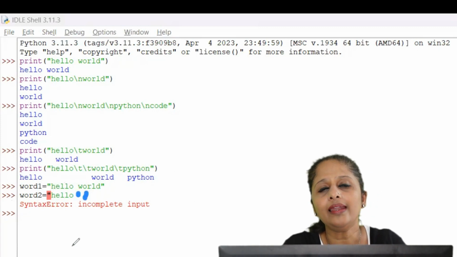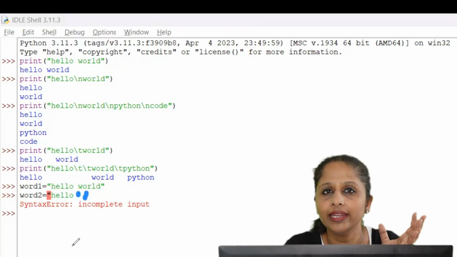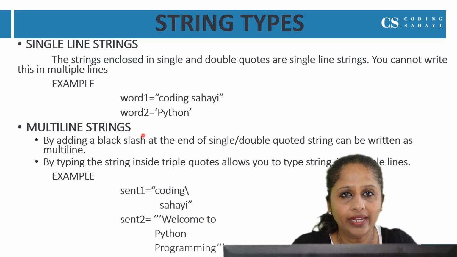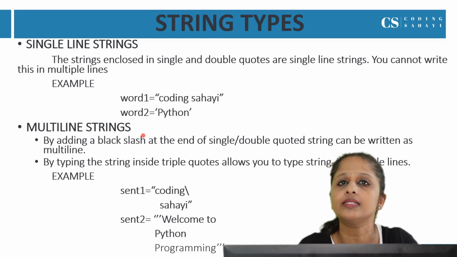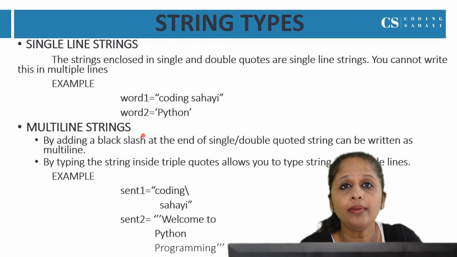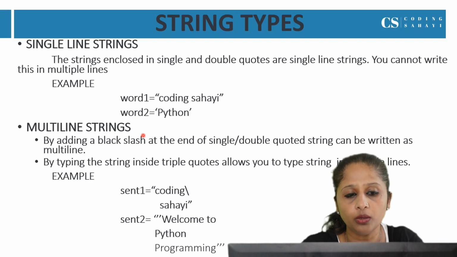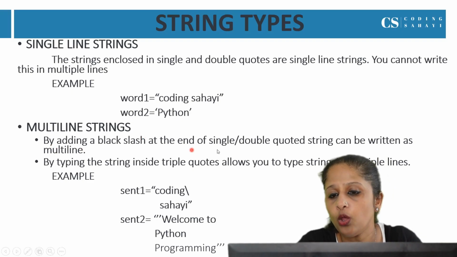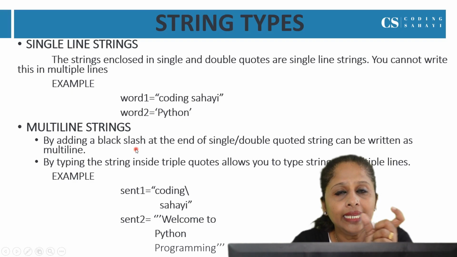So the single line strings are enclosed within single quotes or double quotes. Now we have multi-line strings. If you want to write your address, we write the address in different lines, right? Normally, while writing in single quotes and double quotes, it should be a single line. If you want to write in multiple lines, there are two options. The first option is, if you are using a single or double quoted string, then we can use a backslash at the end of each line.